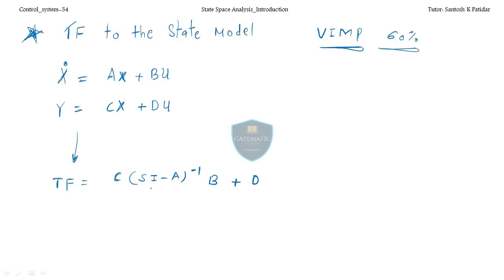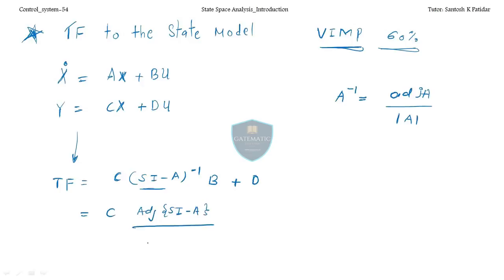You know very well what A inverse is. A inverse is nothing but adjoint A divided by determinant of A, isn't it? Similarly, you can write this as the adjoint of sI minus A, divided by the determinant of sI minus A, times B, plus D. This is a very important formula because 60% of questions rely on this.